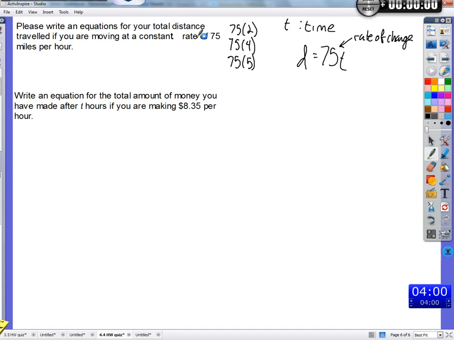Bridger, if you're making $8.35 an hour and you work 5 hours, if you had a calculator, you could figure it out, or maybe you could do it right now. So how much money are you going to make after 5 hours? At $8.35 an hour. $41.75. Okay. Sounds about right. How'd you do that?